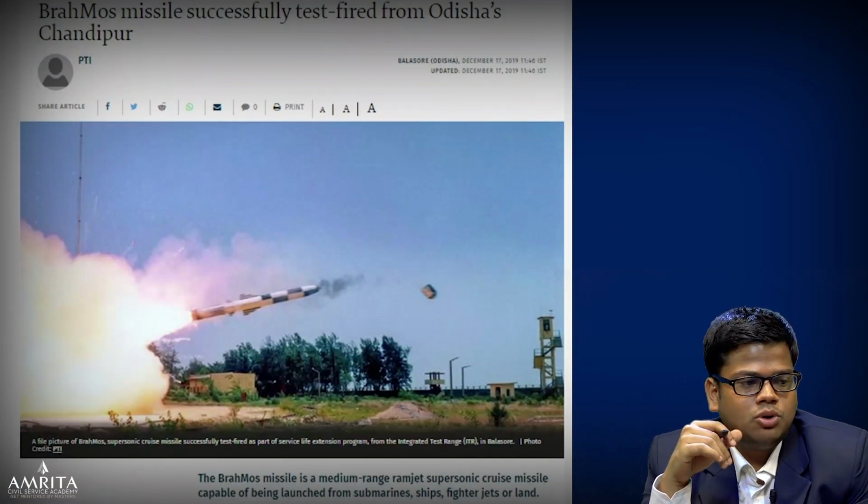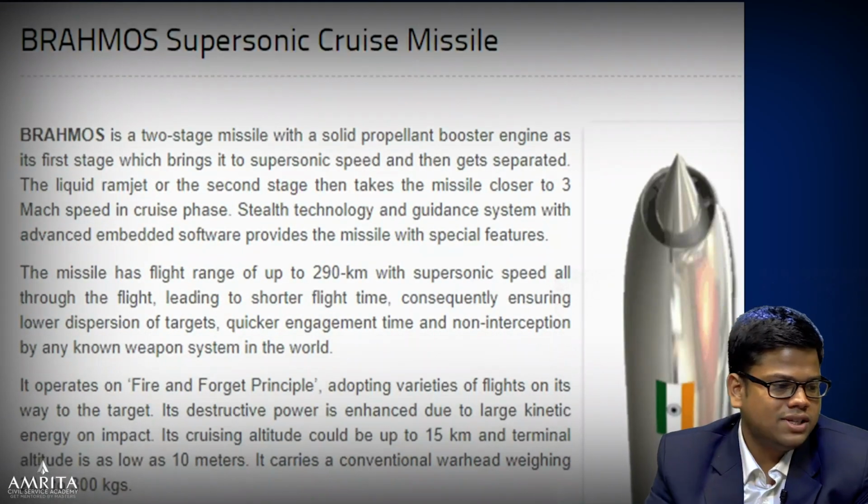It was successfully test fired from Odisha's Chandipur. Now, here we'll see some of the details.